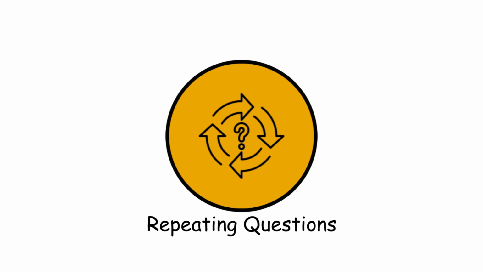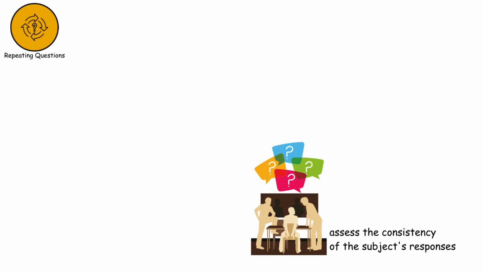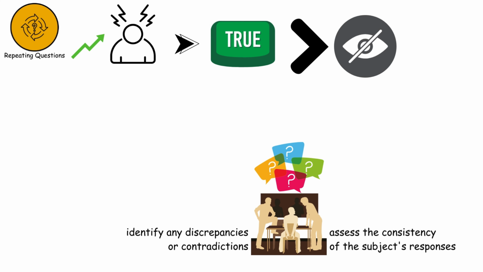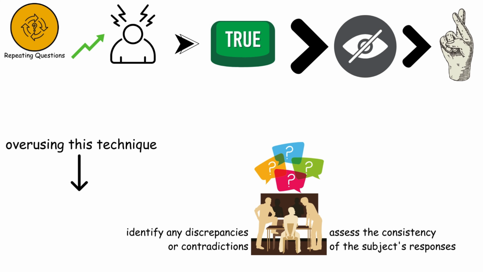Repeating questions. By asking the same question multiple times, interrogators can assess the consistency of the subject's responses and identify any discrepancies or contradictions. Repeating questions can also increase the pressure on the subject to provide truthful answers, especially if they are attempting to conceal information or lie. However, overusing this technique may cause frustration or resistance in the subject.